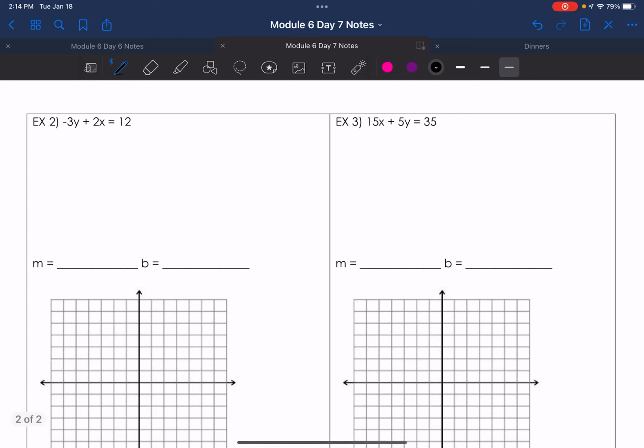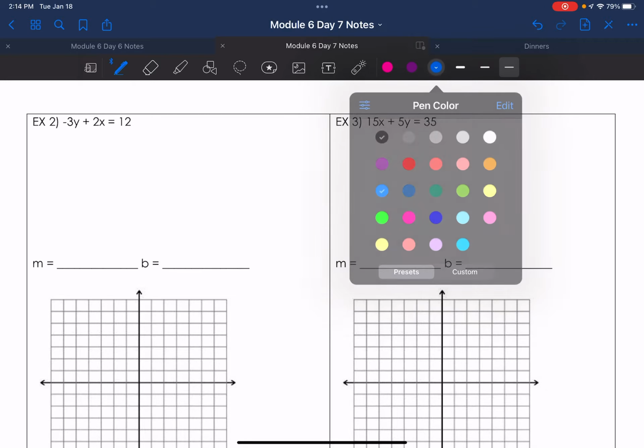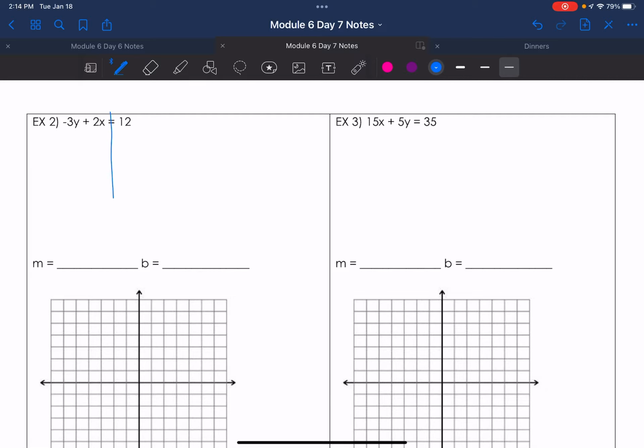So we are on example number 2. And again, we are having to solve for y first. So we draw our line, and we need to get y by itself. To do that, we have to get rid of this positive 2x first. To get rid of a positive 2x, we are going to subtract 2x from both sides.